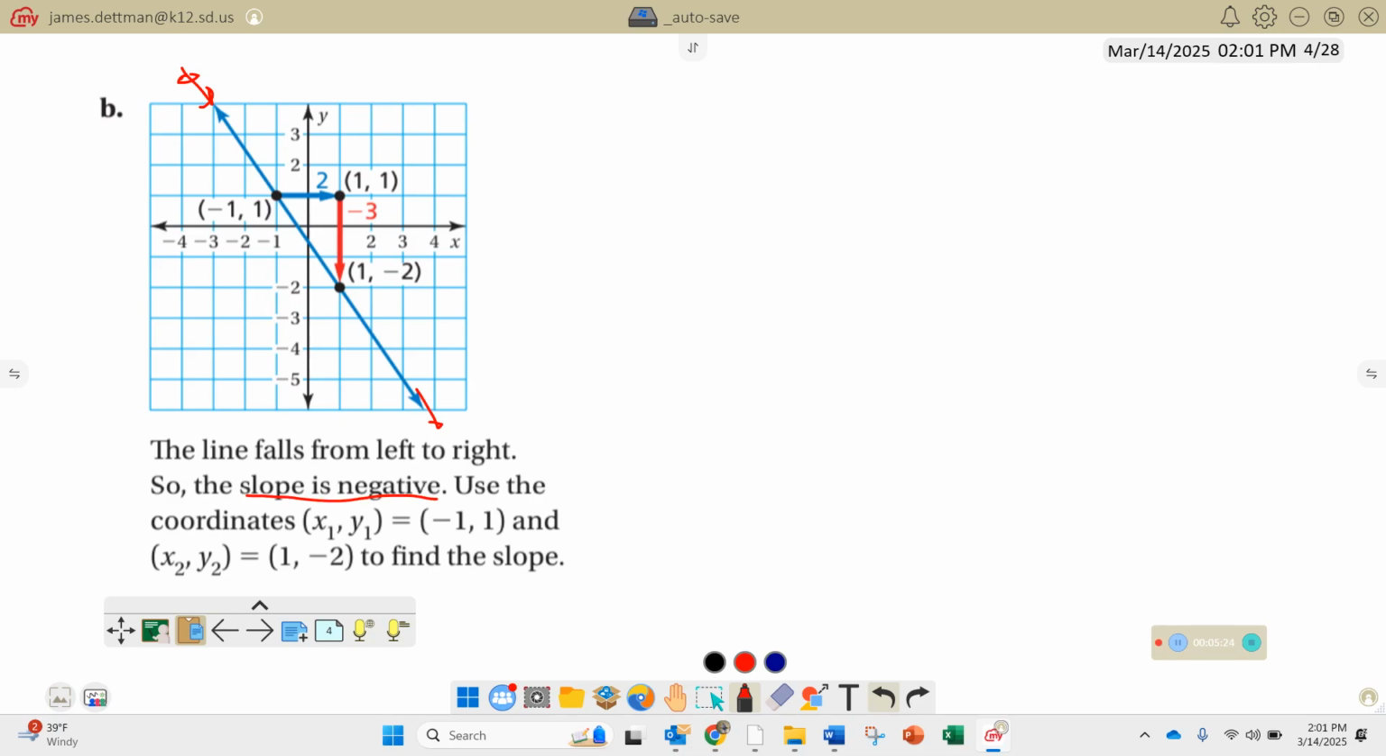I am going to show you a graph in a little bit that you're going to copy down. But use the coordinates x1, y1 equals (-1, 1) and x2, y2 equals (1, -2) to find the slope. Okay, so how do we do that? Well, we know it's y2 minus y1, write this down with me, over x2 minus x1.